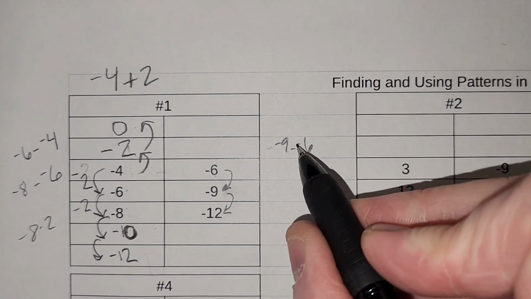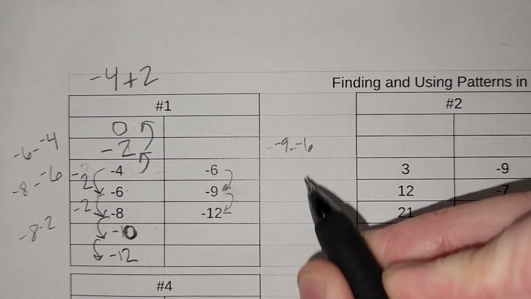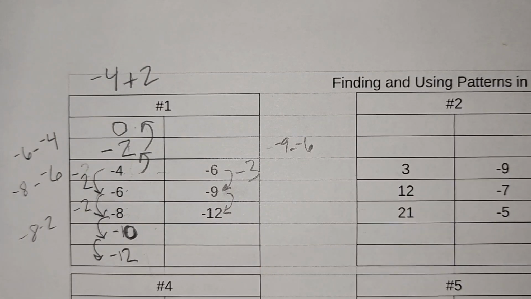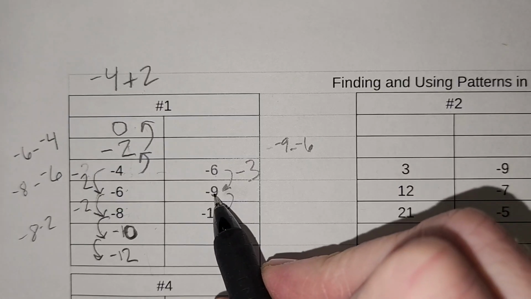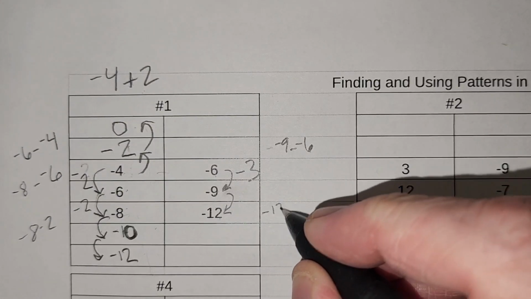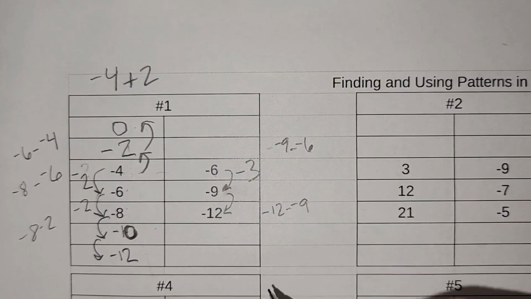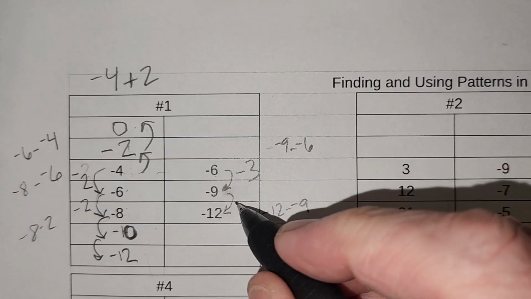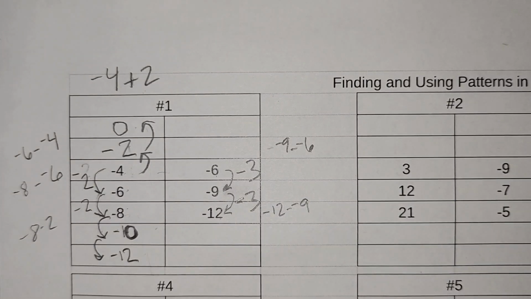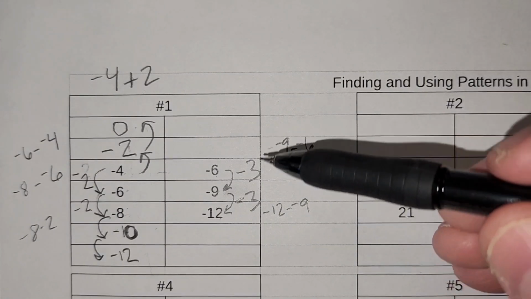And I'll give you a second to type that in. You should all be seeing -3. And to verify, how do I get from -9 to -12? Well, you're going to take that -12 minus -9, and there it is, -3. That's a minus. Well, what if I want to keep going?